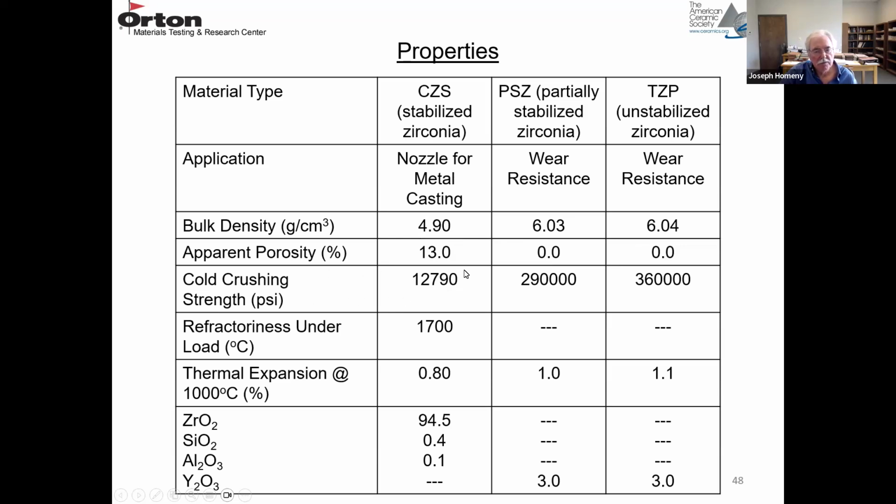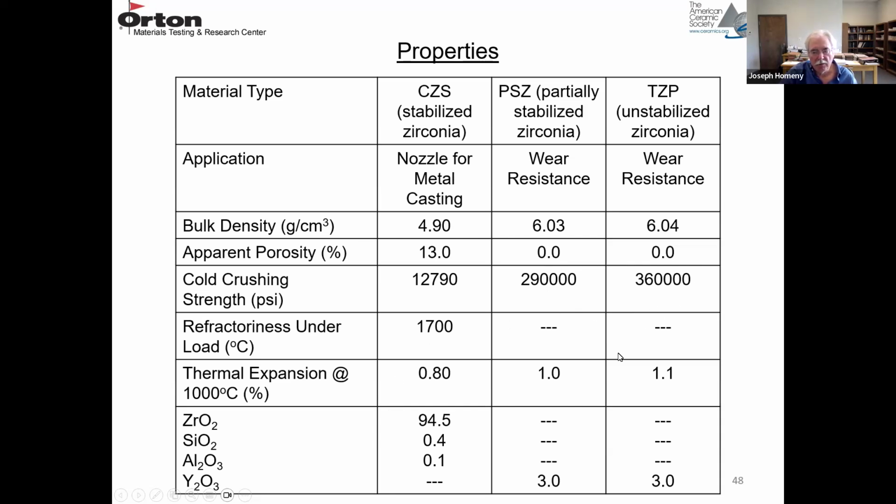So the cold crushing strength for this first material is high, over 12,000 psi, but these, because of the low porosity or basically no porosity, this one's almost 300,000 psi, and this one's well over 300,000 psi. So these are very strong, tough materials because of the transformation that's taking place in these materials, toughening them.